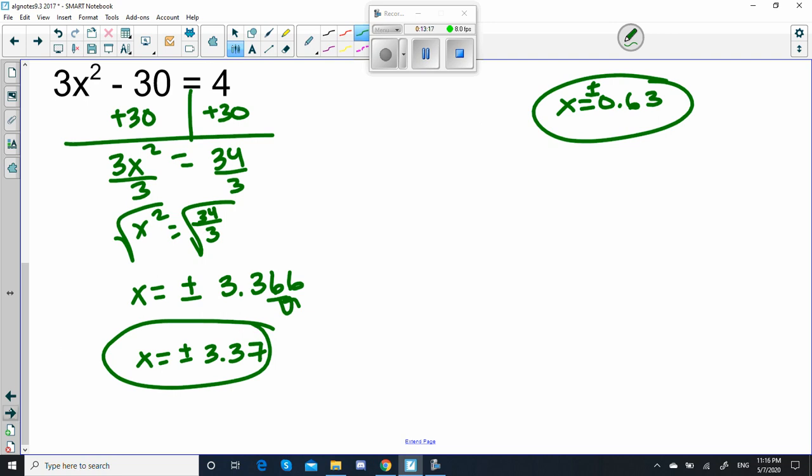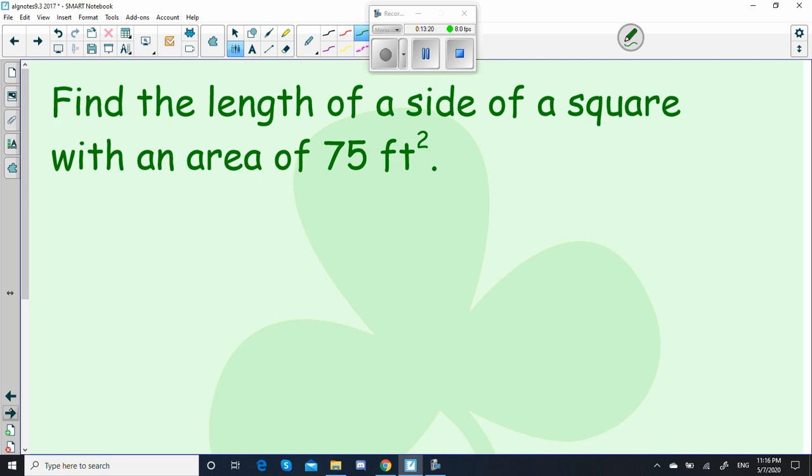Okay, so good job. All right, so now we have a story problem that has the same kind of concept. It says find the length of the side of a square with an area of 75 feet. So we know that a square has all sides equal.